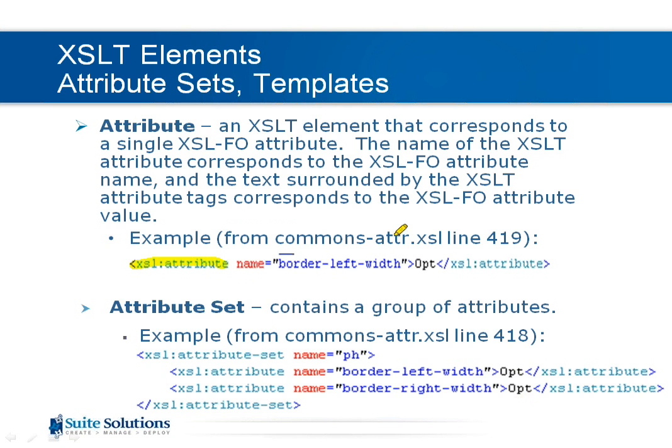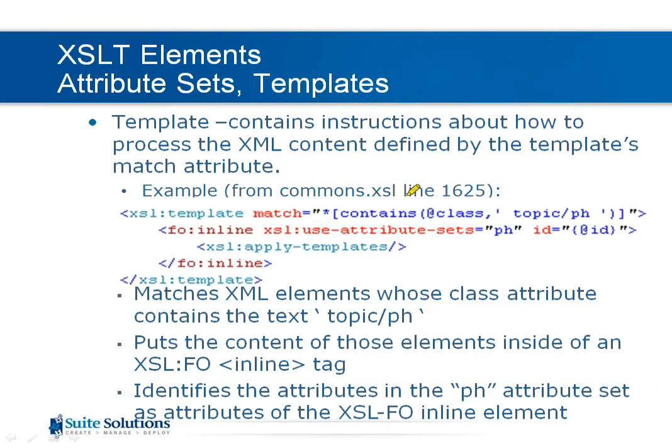I know I'm skipping this definition, but I'm going to try to show it to you instead of reading it to you, because the reading gets a little complicated. After I show it to you, it might be easier to understand what the text says. Now the template, as we said, contains instructions about how to process the XML content defined by the template's match attribute. This is a real example from the FO plugin. Here's a fancy XPath which is saying get me a phrase. For any phrase, we have this XSL attribute saying use-attribute-sets PH. So apply the formatting that was defined in the attribute set called PH.